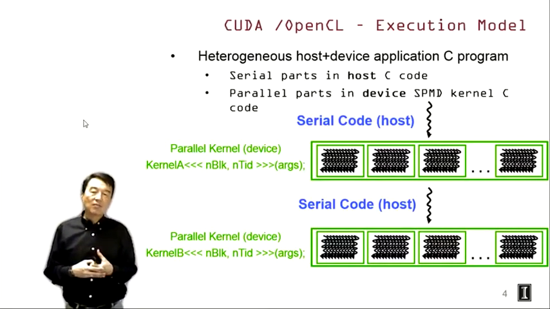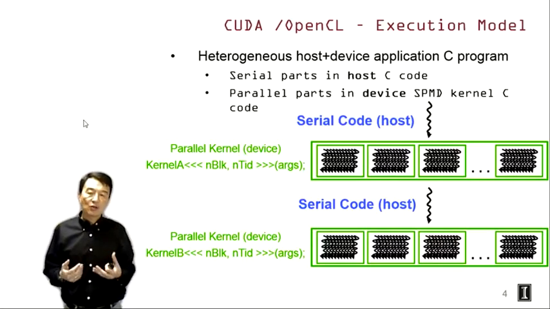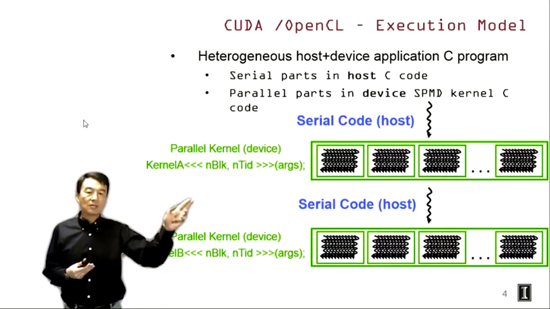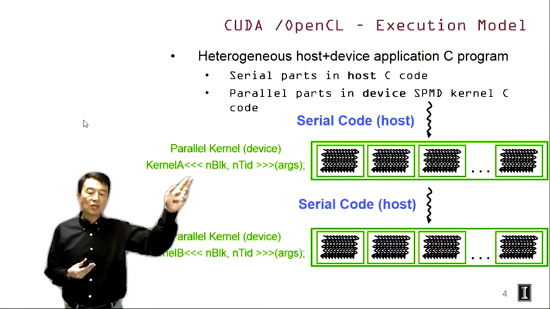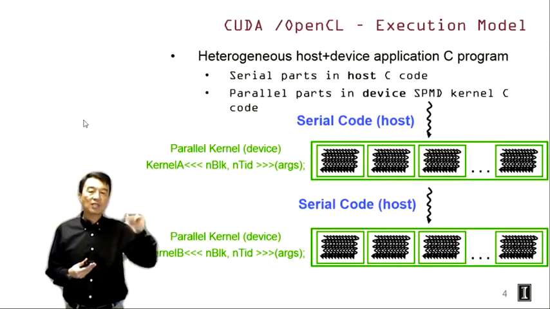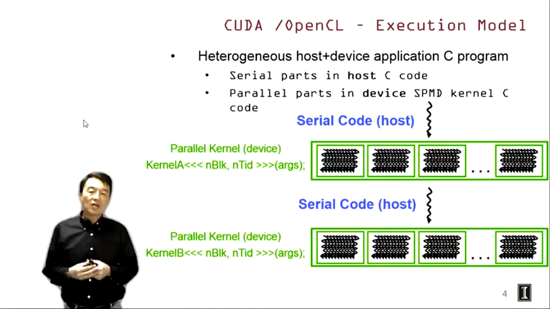So this is done by writing some specialized functions called kernel functions. These kernel functions are very similar to functions in the C programming language. They also take parameters or arguments. So that's why I showed that a kernel function called kernel A will take arguments just like the C functions. However, they also take configuration parameters.